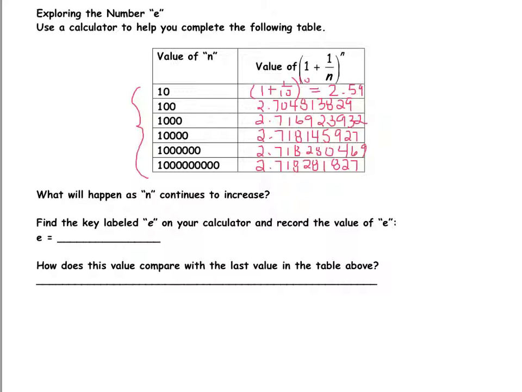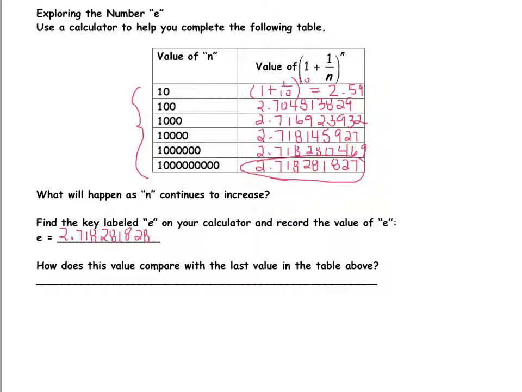It says, and then find the key labeled E on your calculator and record the value of E. Look on your calculator and you'll see that it's right above the division sign. If you hit second division, then it'll put an E on your calculator, and if you just hit enter, this is the number that you should get: 2.718281828.